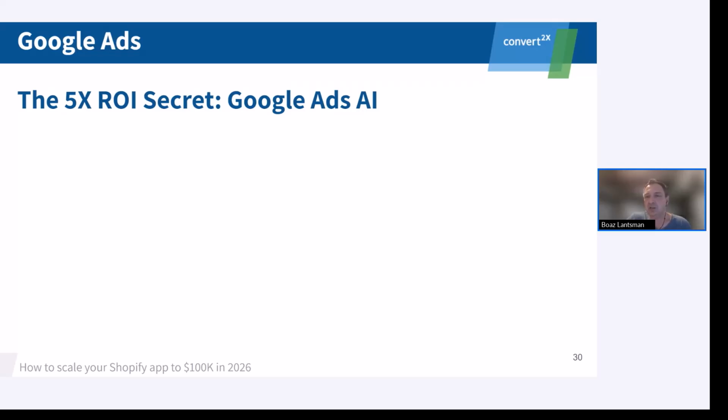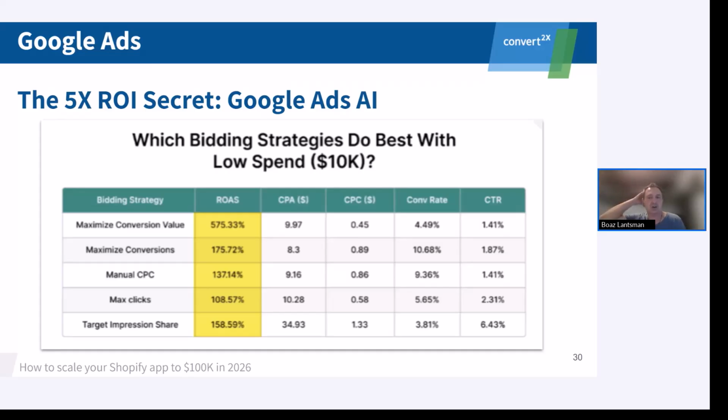This is research done by a third party on 15,000 Google Ads accounts. What's relevant here is the bidding strategy and the ROAS, which is return on advertising spend, exactly the same as ROI. Each of these rows is thousands of accounts. Yes, you can trust this data. What you can see here is that manual CPC averages 137%. You spend 1,000, you get back 1,370.